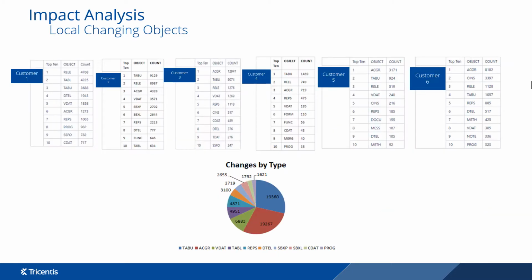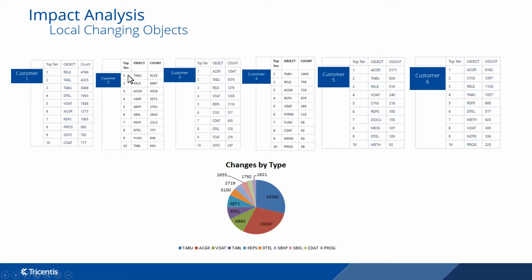But what about your local transports? We took a look at 6 customers' transport log for a full 12 months. And what we see at the top of the list oftentimes are changes related to data and security, where you see ACGR, that's a security role change. Now, changes to ABAP are lower on the list. So report programs are down here.